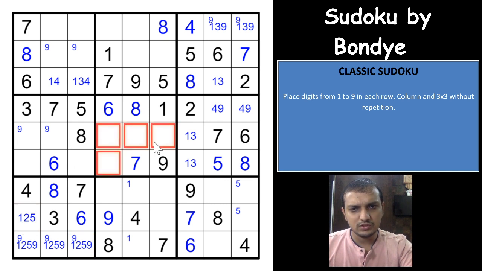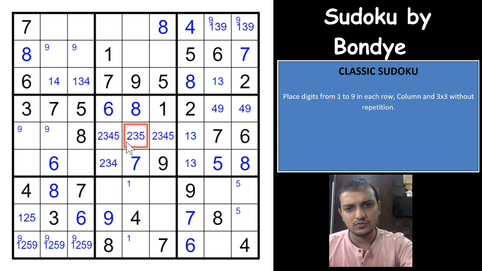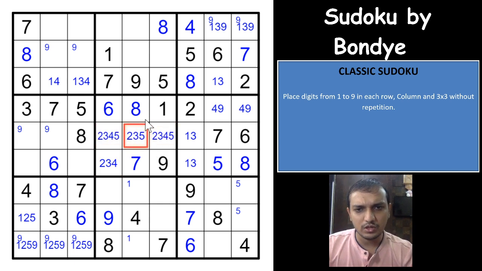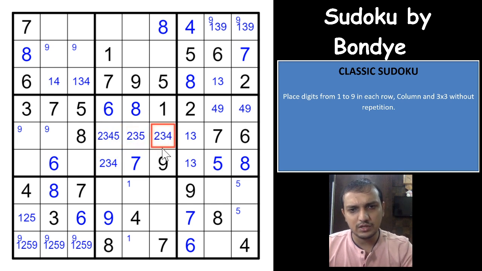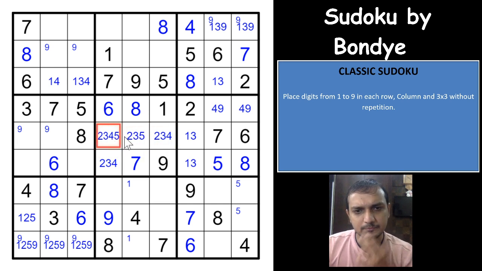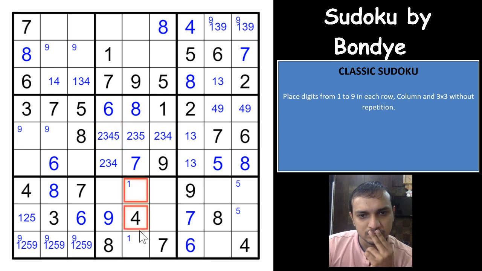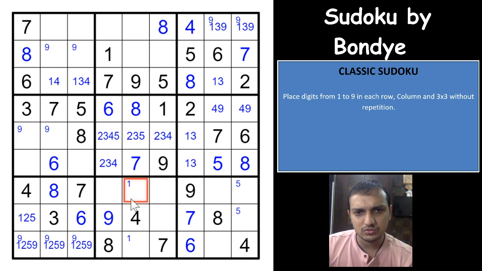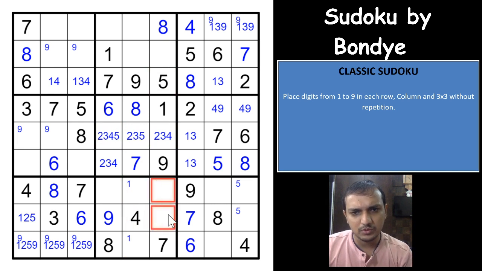Okay, let us see this box. So 2, 3, 4 and 5 cannot be here. 2, 3, 4 and 2, 3, 4, 5, which will not have a 4 here. Okay, so 5 cannot be here as well. So this is possible, this is still possible.